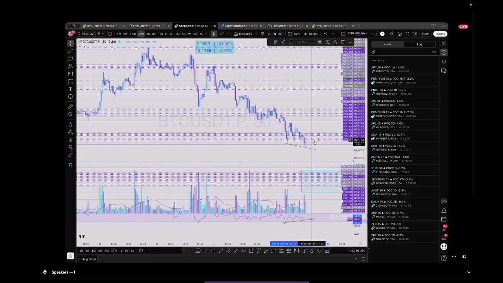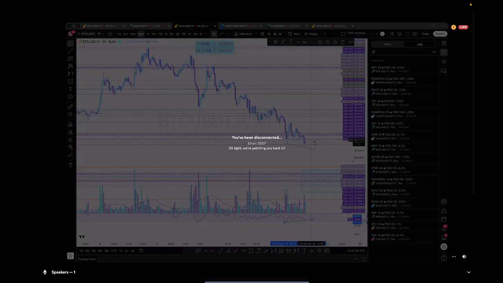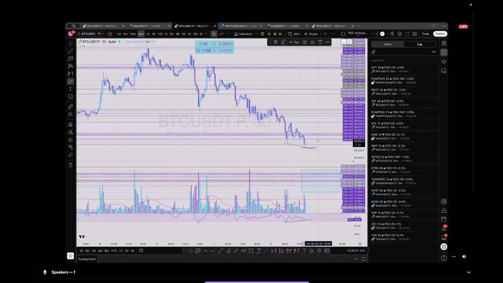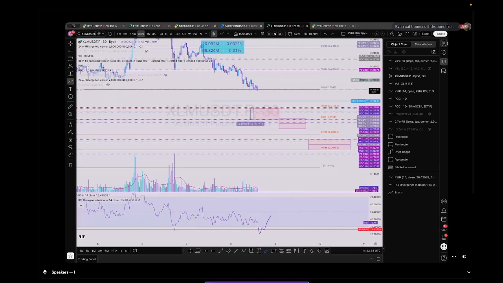Still not confirmed, because we need to close a candle above the low here. To confirm that this is the low, we need a candle that closes higher. Simple as that. And I don't know if we have room. Let me see.